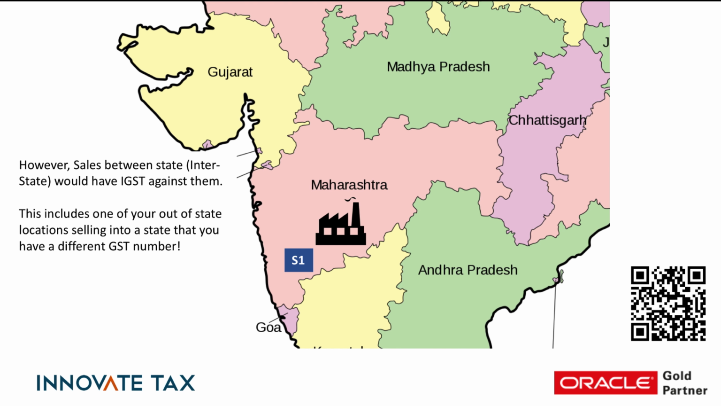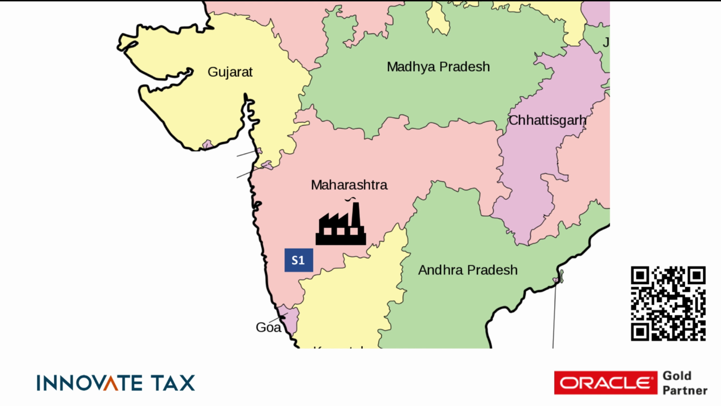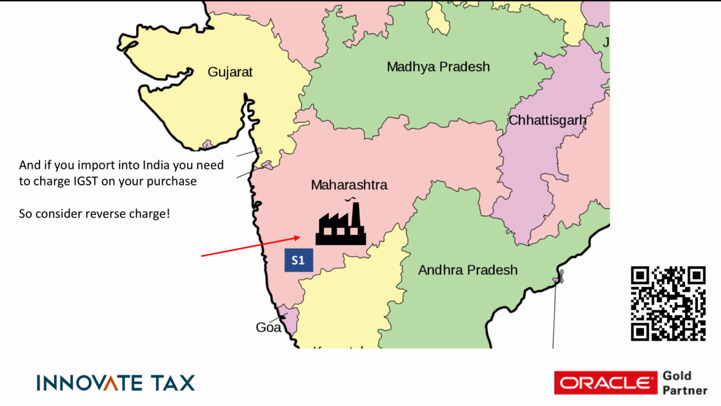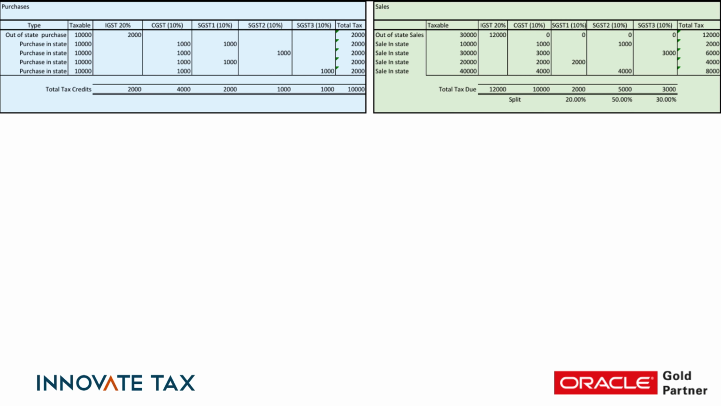Okay, what about if you were to import products into the state? If you were to import products into the state from, say, the United States of America, we would then get an invoice in for, say, $1,000 US. We would have to apply IGST to that particular transaction. And most likely, you would reverse charge that. So if you want to find out about reverse charge, we have details on our website. Okay, so let's have a look at an example.